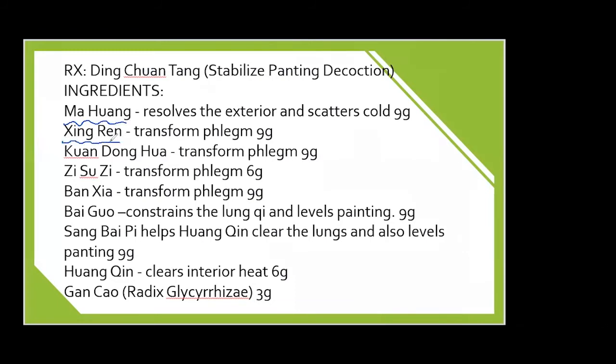Ma Huang is good for relieving the exterior and dispersing cold. And Xing Ren transforms phlegm. Then we have more herbs here: Kuan Dong Hua, Zi Su Zi and Ban Xia together transform phlegm, with Xing Ren together. And Bai Guo is an astringent herb, so that's basically constraining the lung qi and helping to stop asthma.